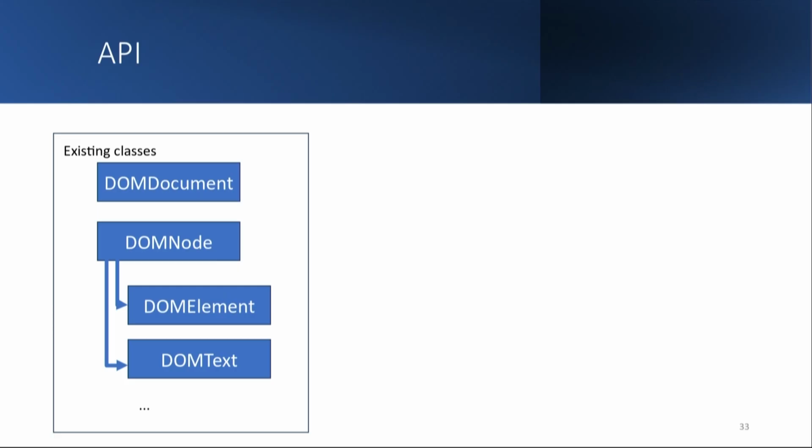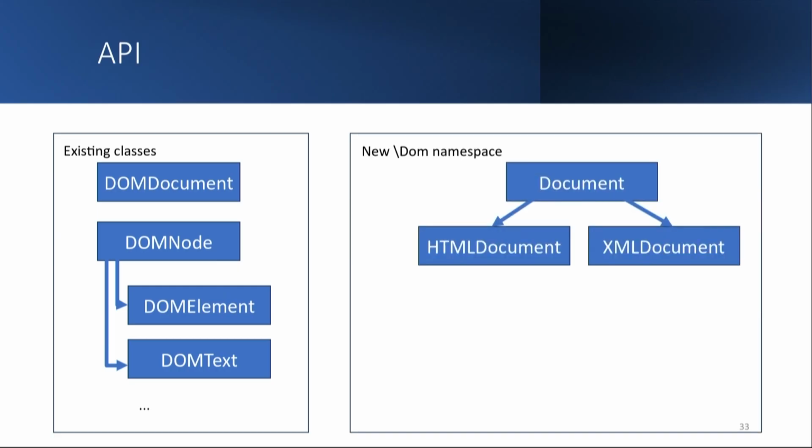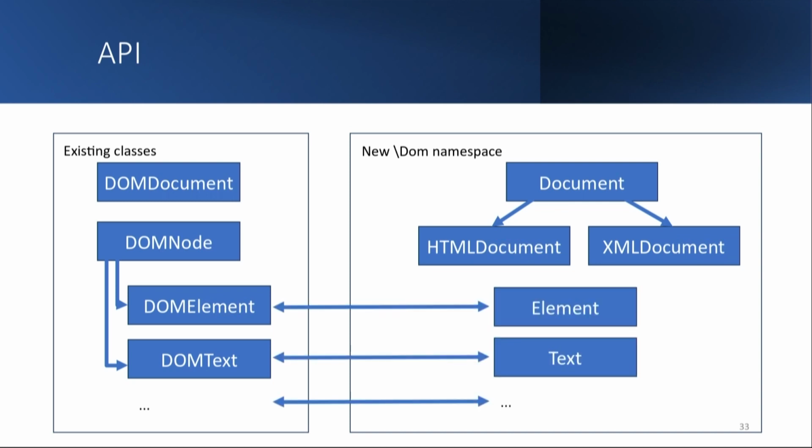And API-wise for userland, the existing classes like DOM document, DOM node, with its subclasses like DOM element, DOM text, etc. They just map to a new DOM namespace, DOM is a new global namespace, which has some classes in it, like document, which has now split subclasses between HTML document and XML document. But the mapping is straightforward. DOM element maps to element in the DOM namespace, and so on.